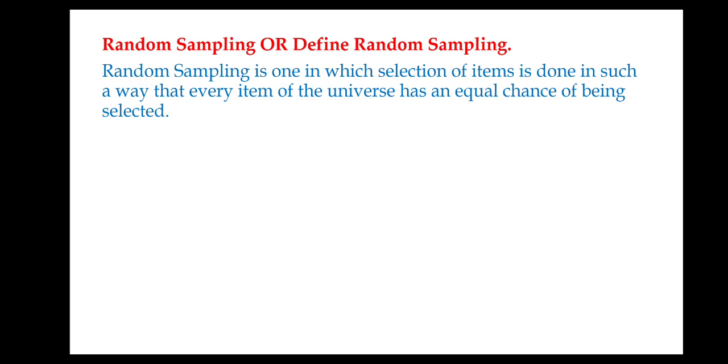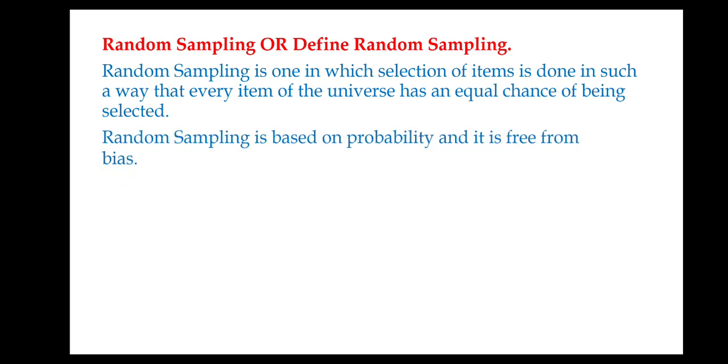Random sampling, or define random sampling. Random sampling means unpredicted data will be collected from the group of data. Random sampling is one in which selection of items is done in such a way that every item of the universe has an equal chance of being selected. Random sampling is based on probability and it is free from biases.